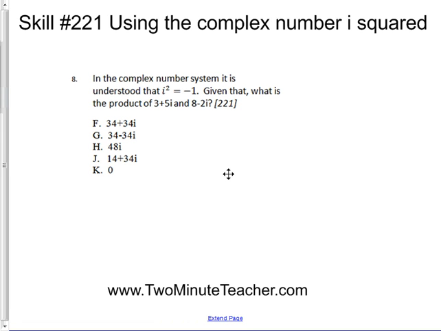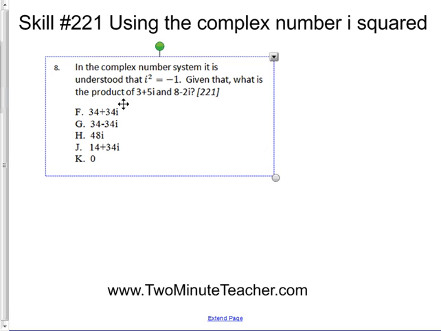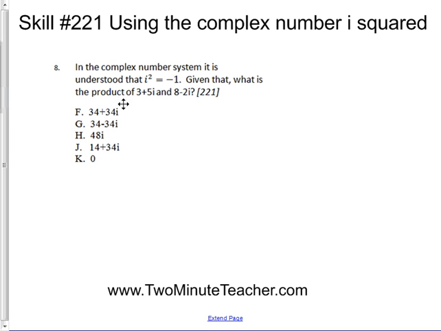Okay, this is skill 221, using the complex number i squared. So in this problem right here, they say that i squared is -1. They just tell you that. Now, the problem might not be so nice on the ACT test. They might assume you know that i squared is -1.